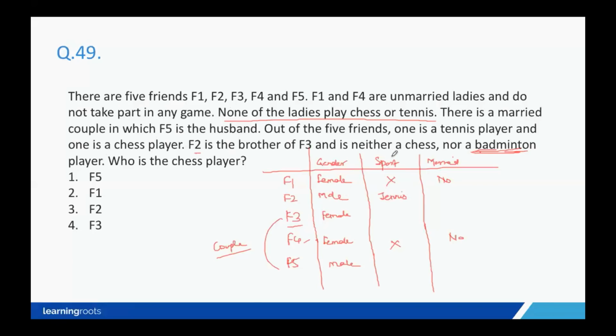Okay, what else is given? None of the ladies play chess or tennis. So she will play badminton. And the person who's remaining is chess. So the chess player is F5. Right? Again, systematically done. So if you do it systematically like this, it should not take a lot of time. In these kind of questions, what you can do is you can skip this question for the time being, do all the remaining easier questions, and then come back to this question at the end, in case you feel that it's going to take a lot of your time.